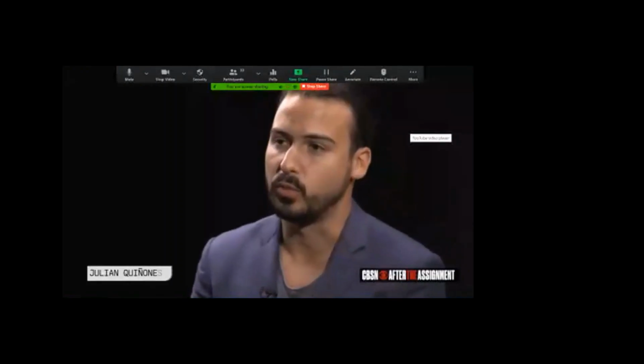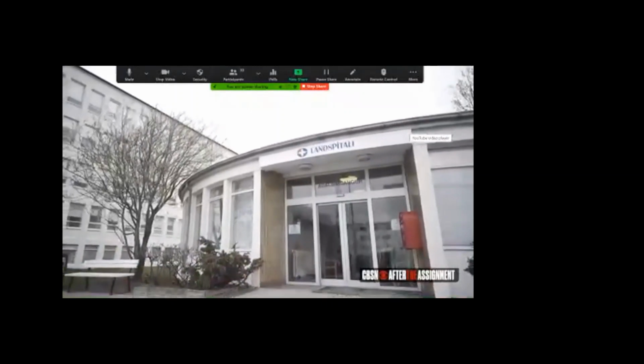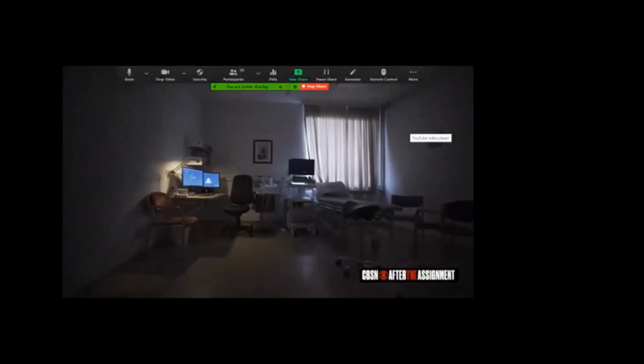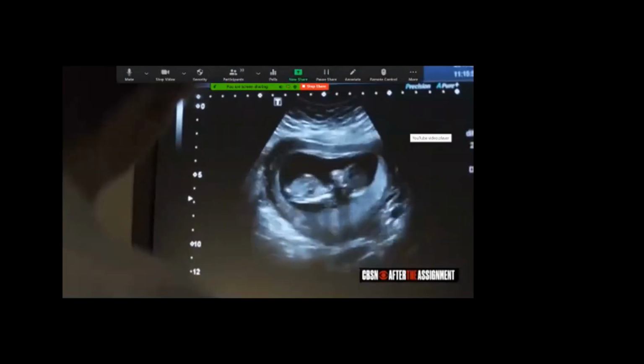Iceland only has one really main hospital, and it's in Reykjavik. It's called Landspítali University Hospital, and it's where every baby is born. It's also where every baby is terminated. About 80 to 85% of women want to have a Down syndrome screening.